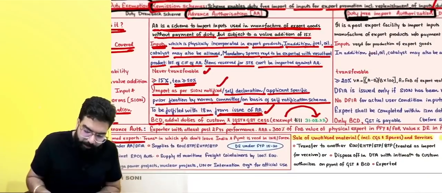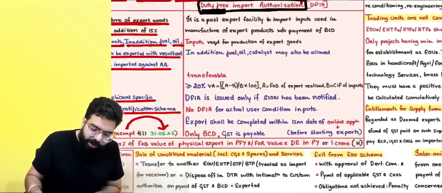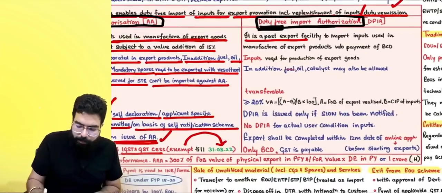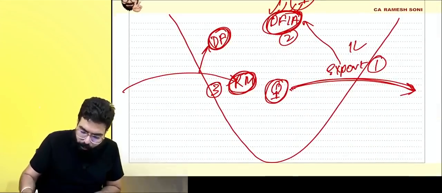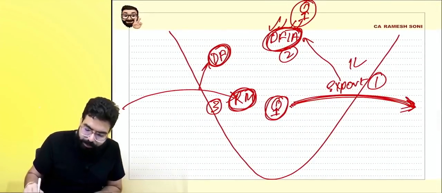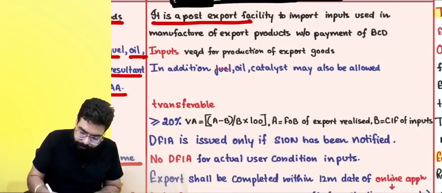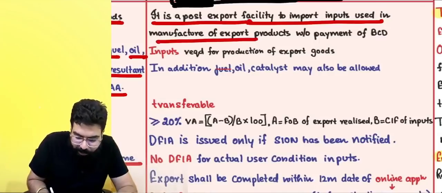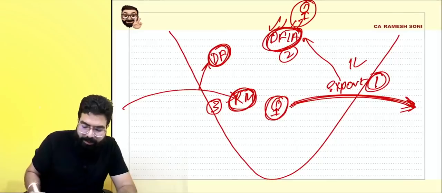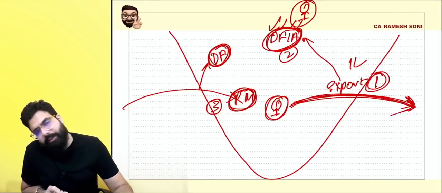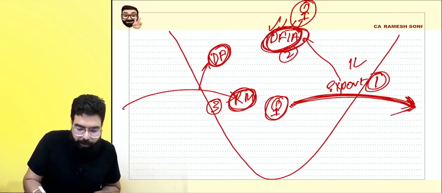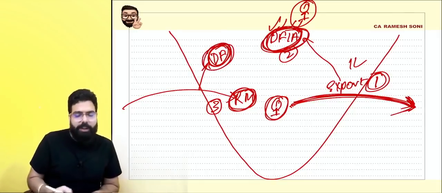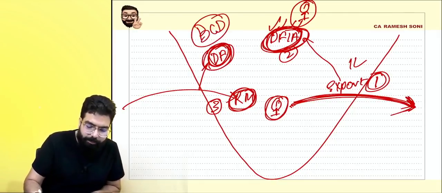Okay, sir, got it. Now, the same for duty free import authorization, sir. What is it? It's a post export scheme. Once you go ahead and export, first you export. It is a post export facility to import raw material used for manufacture of the exported product without payment of basic customs duty. They are telling you have exported, yes sir, come to us. We will give you the duty free import authorization now. For your next time, you can import duty free without paying your basic customs duty.